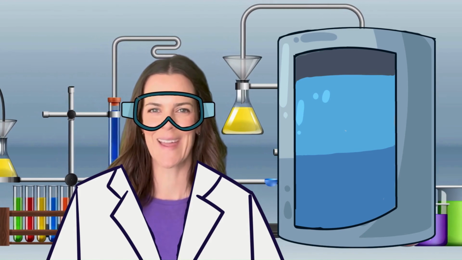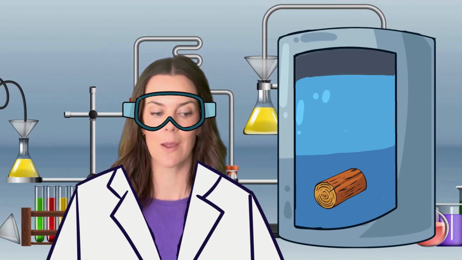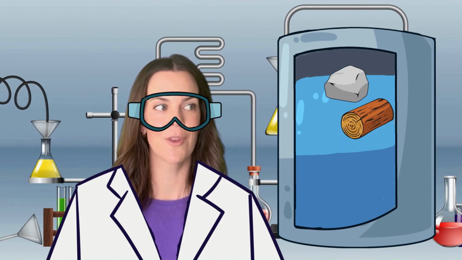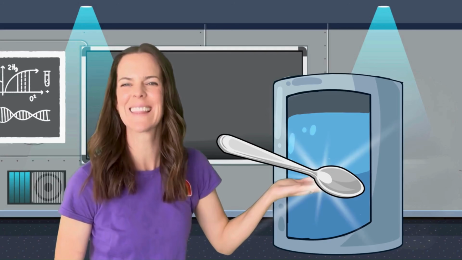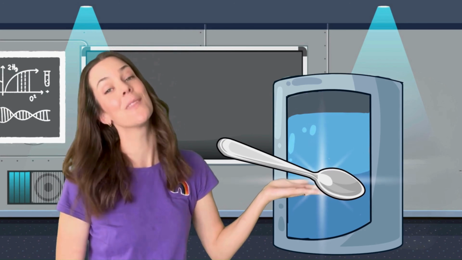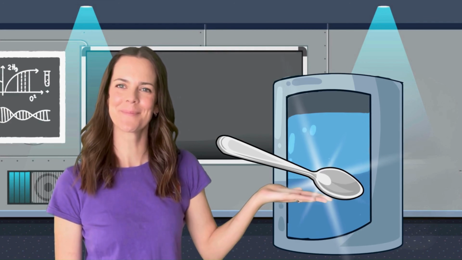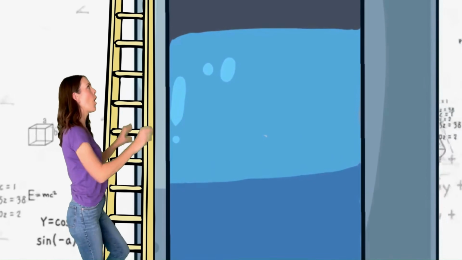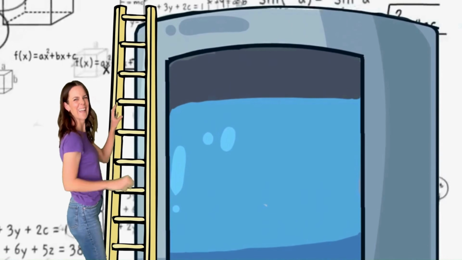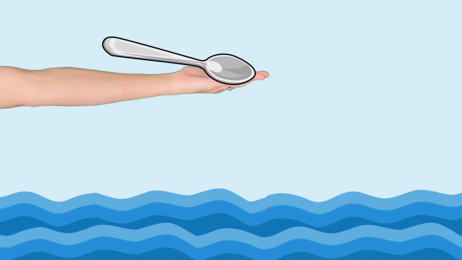Let's have an experiment to see which objects float and which ones sink. Like this spoon. Let's start with this spoon. I'm gonna put this spoon in the tub. So will it sink or will it float?